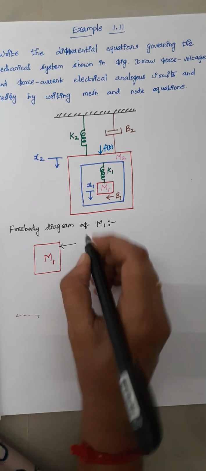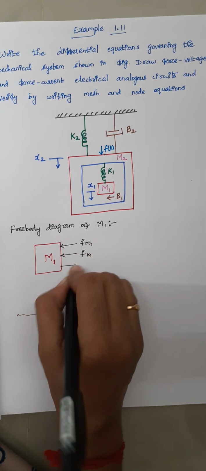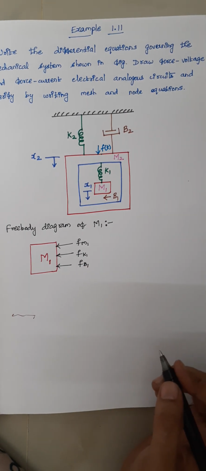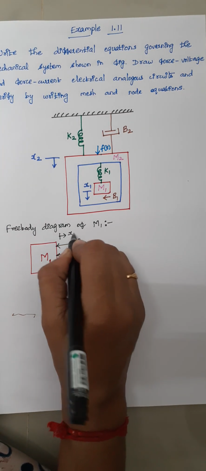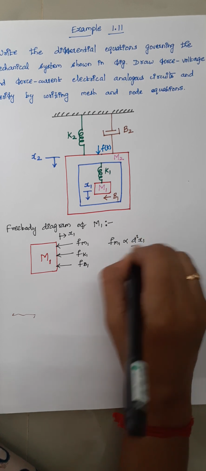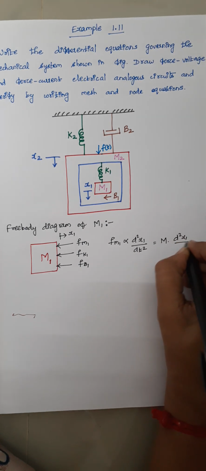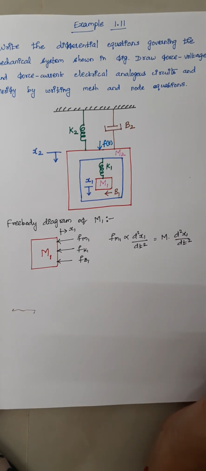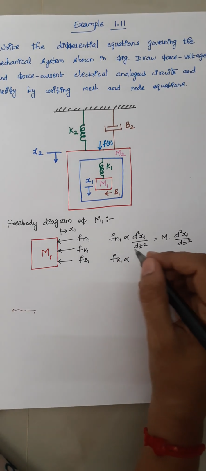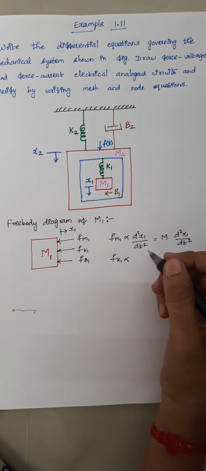The first opposing force is produced by mass M1. The second opposing force is produced by Fk1 and the third opposing force is produced by Fb1. Write the respective expressions, where the respective displacement is x1. Fm1 is directly proportional to d square x1 by dt square, which is equal to m into d square x1 by dt square. And the next one is Fk1, which is again directly proportional to the displacement, and here the respective displacement is x1.